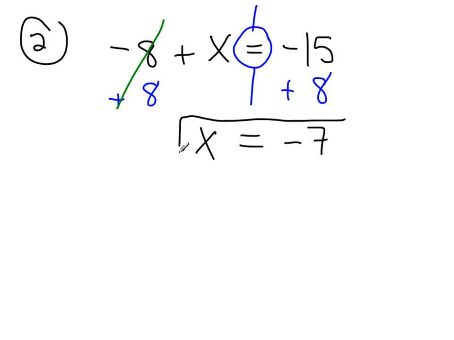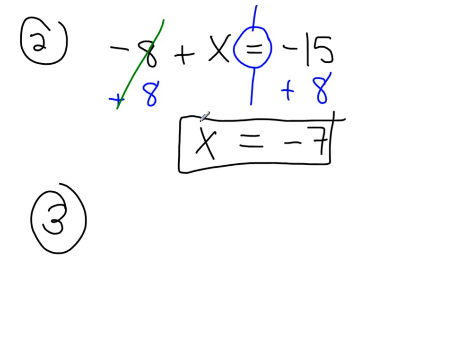And there is our solution. And we could plug it in. Negative 8 plus negative 7 is in fact negative 15. So it's always nice to double check yourself. Let's go ahead and try a little bit funkier one. Maybe we'll throw some decimals into the mix.